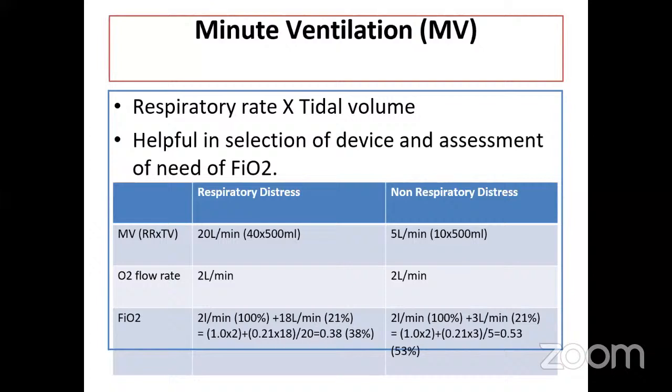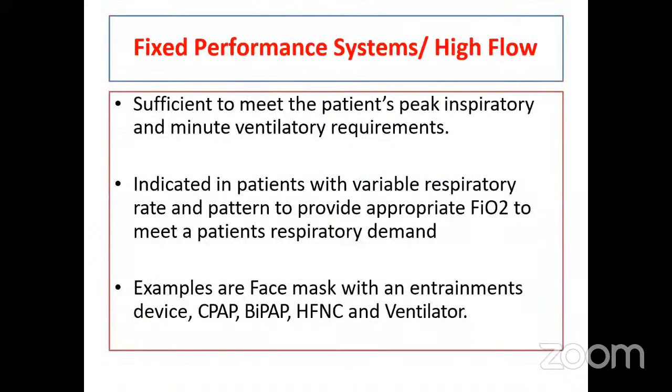So minute ventilation is the respiratory rate times the tidal volume. Tidal volume tells us in one breath how much oxygen is going in or coming out. And if we multiply it with the respiratory rate for 1 minute, then we will get the minute volume. It is helpful in selection of devices and assessment of need of FiO2. So in respiratory distress the child may be breathing at 20 liters per minute, and without respiratory distress it is almost always 5 liters per minute. So we can choose our respiratory devices.